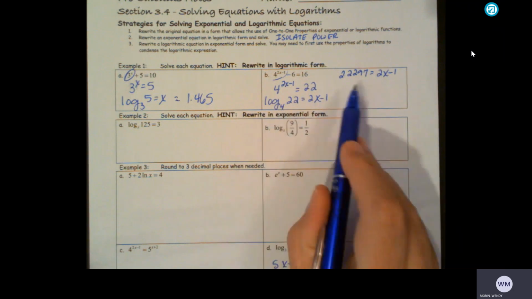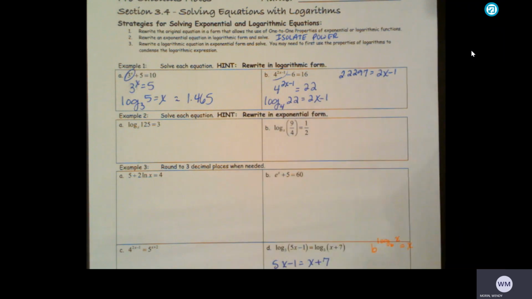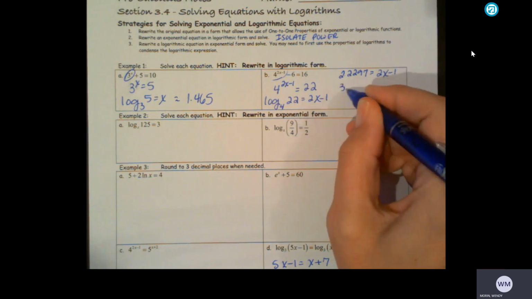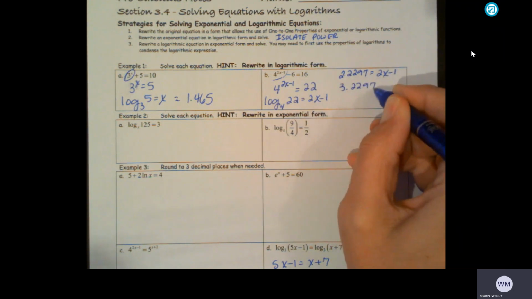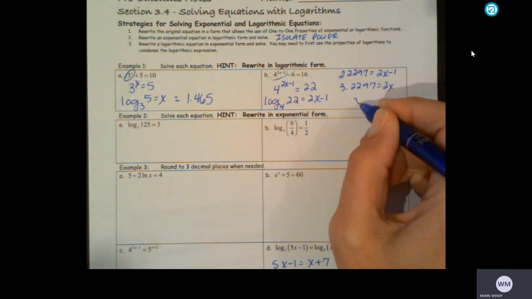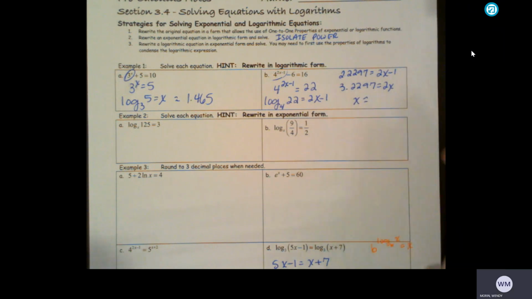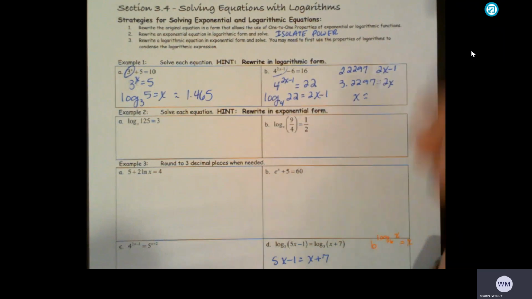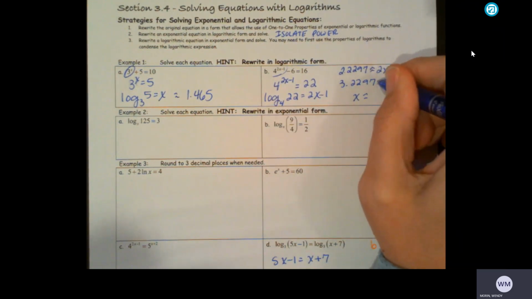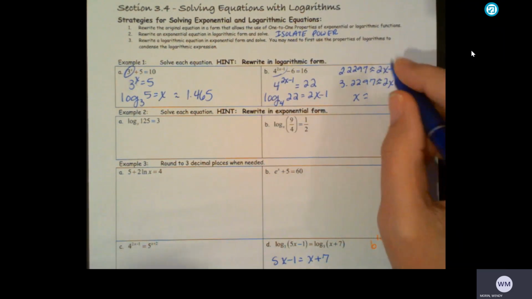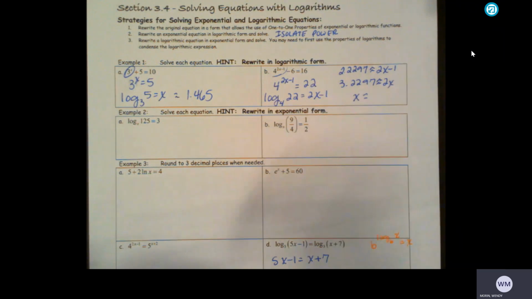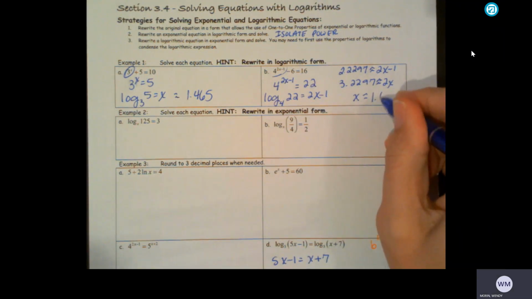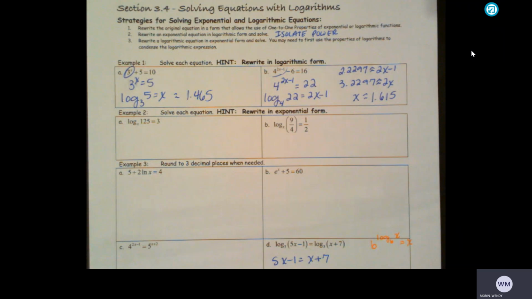Log of 22 base 4 is 2.2297. So I'm going to set that equal to 2x minus 1. I'm going to add 1 and divide by 2. And again, this should be approximately equal to, because we did round from our calculator. So that's approximate. So x is approximately equal to 1.615 if you type it into your calculator correctly.